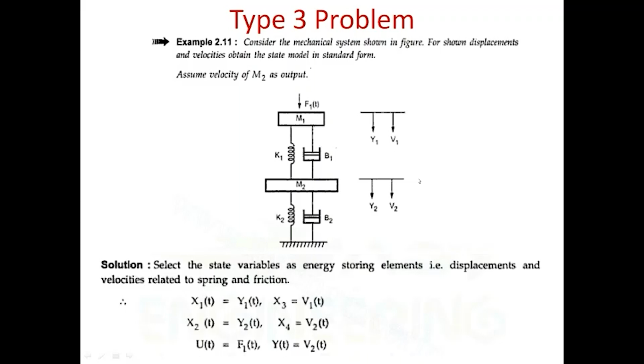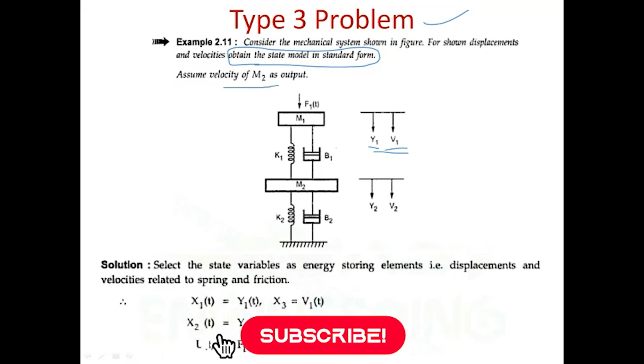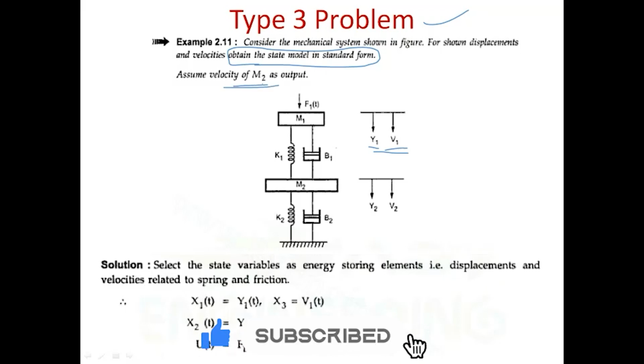Good morning. Now we are going to see type 3 problem. Consider the mechanical system given below, and the displacement and velocity are given for both the masses. They are asking to obtain the state model in the standard form. Assume the velocity of mass 2 as output. That is, they are asking us to assume the velocity of mass 2, that is v2, as the output.